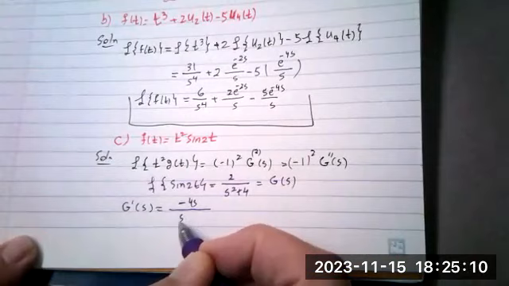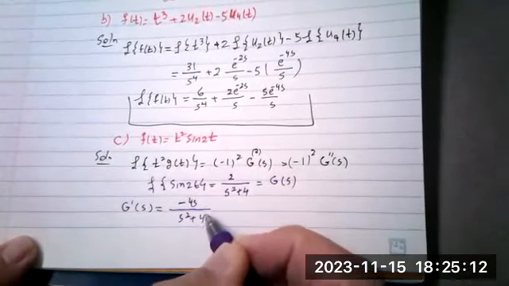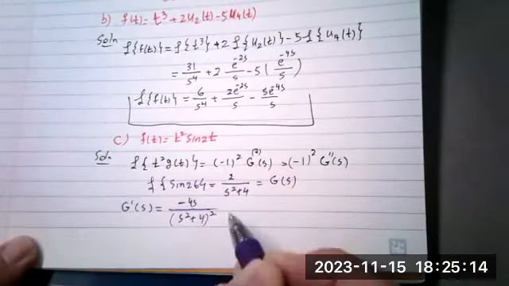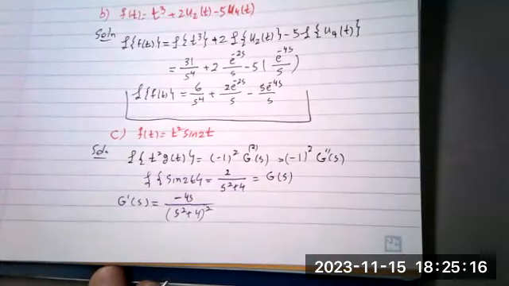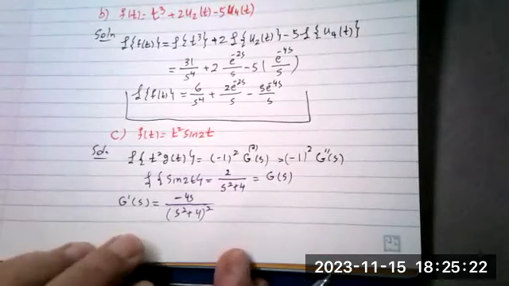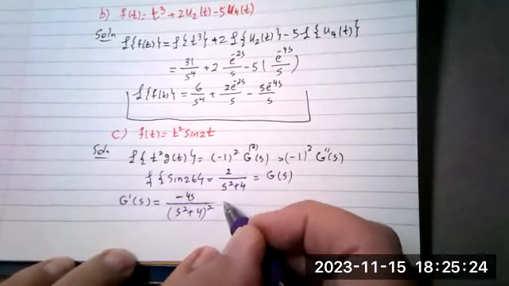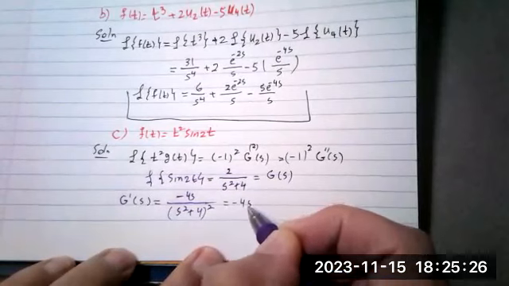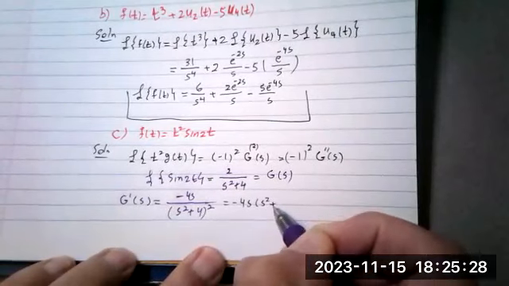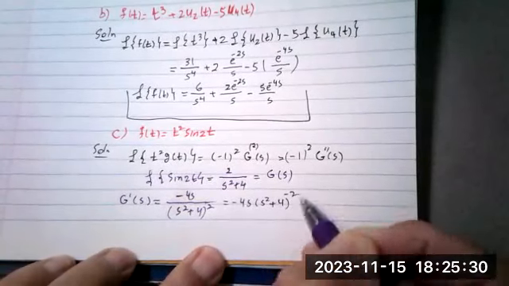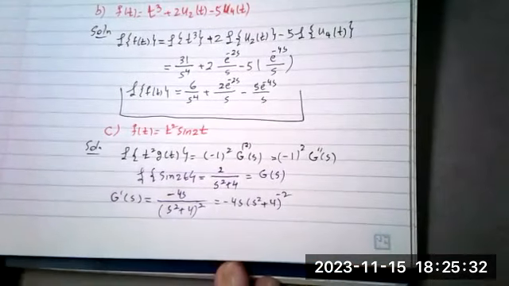Okay, divided by the bottom squared, s squared plus 4, all squared. That's g prime. We want to find g double prime, so we better move it up and differentiate it. Okay, so it's going to be equal to -4s times (s squared plus 4) to the -2. So apply the product rule to find the g double prime.